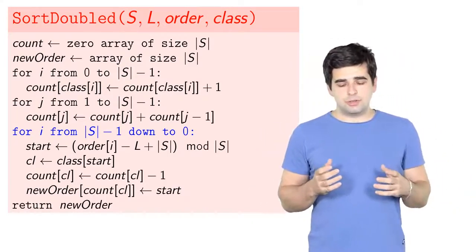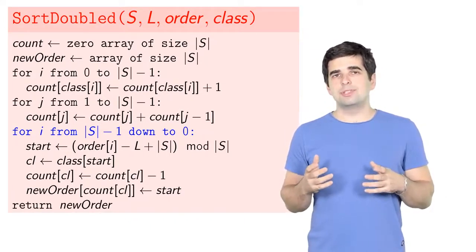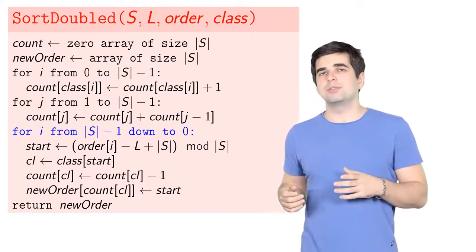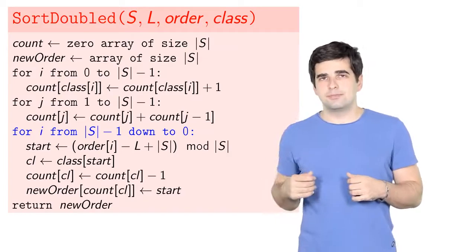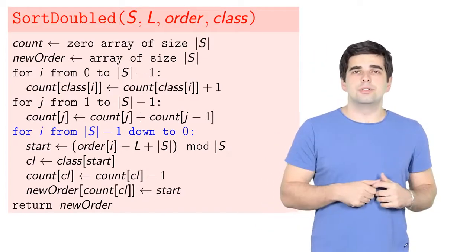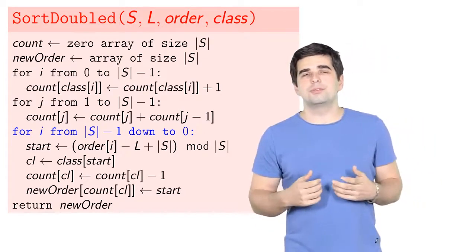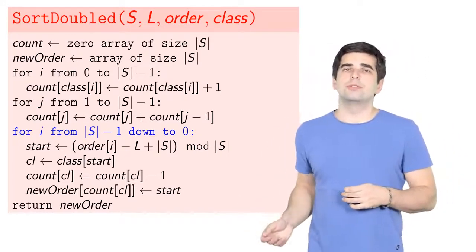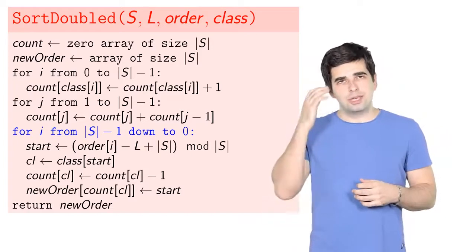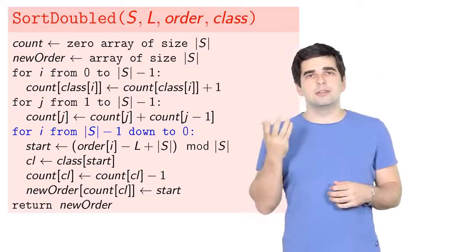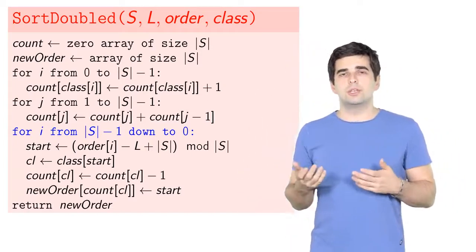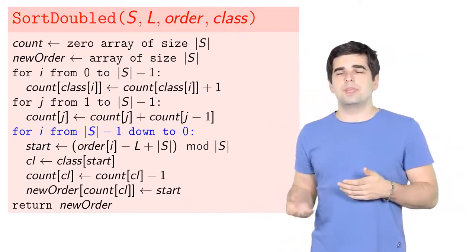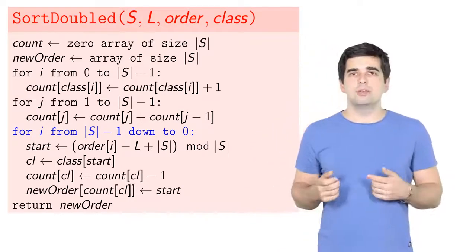So we need to go through the array of doubled cyclic shifts, which are initially sorted by their second half, in the reverse order. But we don't want to actually build this array of doubled cyclic shifts and then go through it in reverse order. We want to only build this array in our head, and in the code we just want to go through this array in the reverse order. So how to do that?